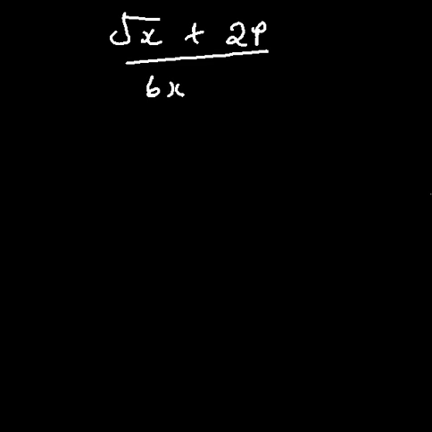And let's say we have the function being given as, let's say this expression: square root of x plus, let's say, 2b, and that is divided by, let's say, 6x minus 3x squared, in this way. Now how should you find the derivative of this expression?